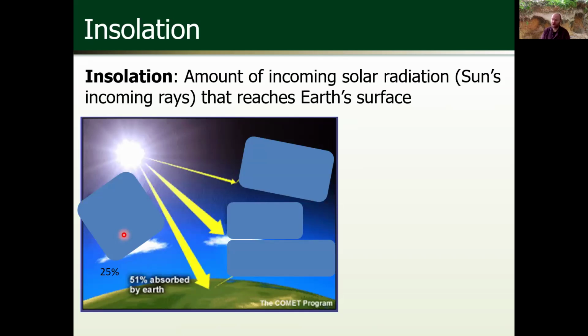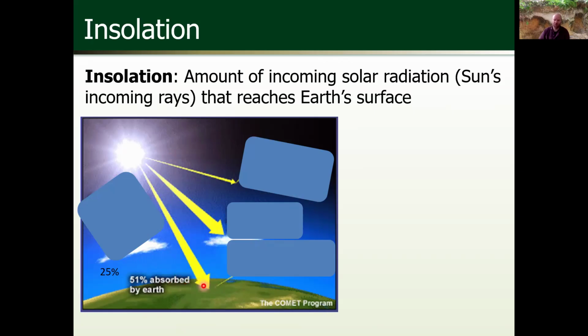A term we've already talked about a little bit, but here to define directly, is insolation, which is the amount of incoming solar radiation, the sun's incoming rays that reach Earth's surface. We'll think about this hot object, our sun, emitting electromagnetic radiation in all forms, but largely in terms of quantity, shortwave radiation, as a little bit of a review. That radiation passes through space, reaches the edge of our atmosphere, and enters our atmosphere, which has matter, mass, material. Within our atmosphere, that radiation is interacting in various ways, which we'll explore next.